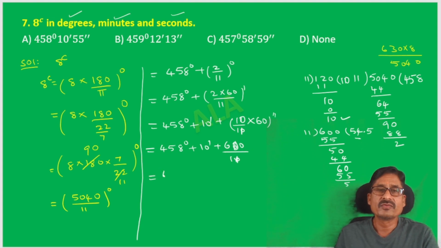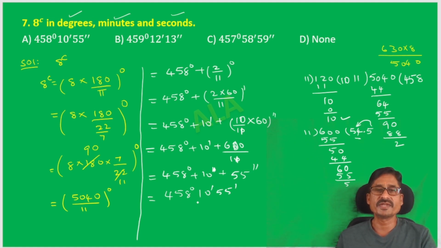Then what we write? 458 degrees plus 10 minutes. Plus 5 is going on. This corrected to 55 seconds. Then that angle is 458 degrees 10 minutes. This is minutes, not seconds. This is 10 minutes and 55 seconds. Now what is the right answer? 458 degrees 10 minutes 55 seconds. Which option is correct? First option is correct.